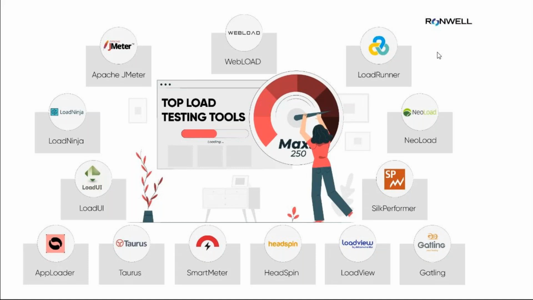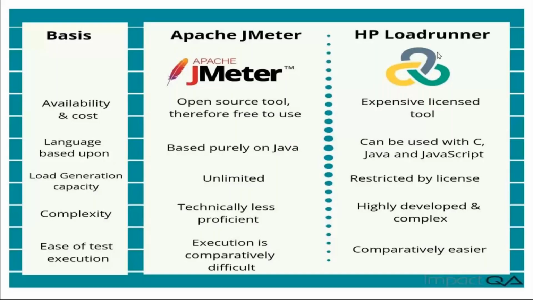JMeter being an open source tool, people started using it only in the last 4 to 5 years. But once you learn LoadRunner, JMeter will be very, very easy to use. Concept wise, both are the same. And coming to the difference between JMeter and LoadRunner, right?